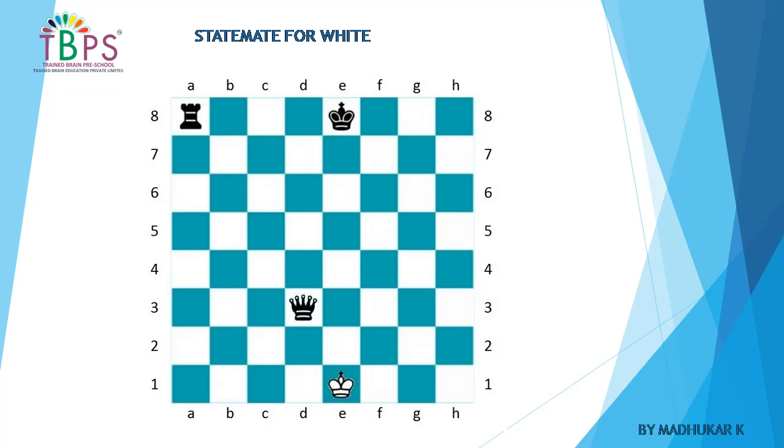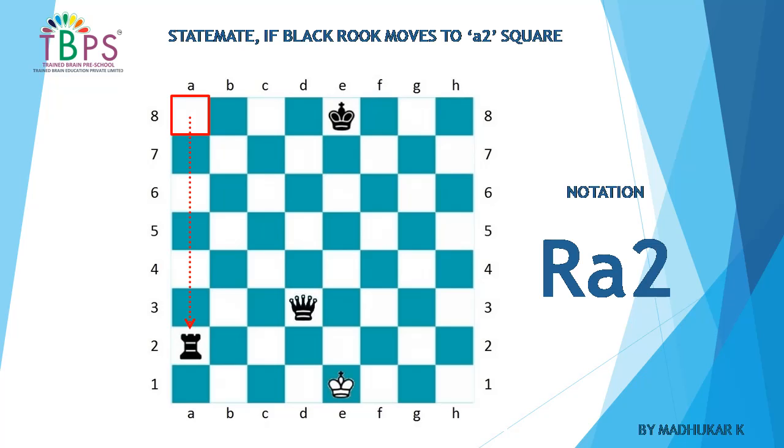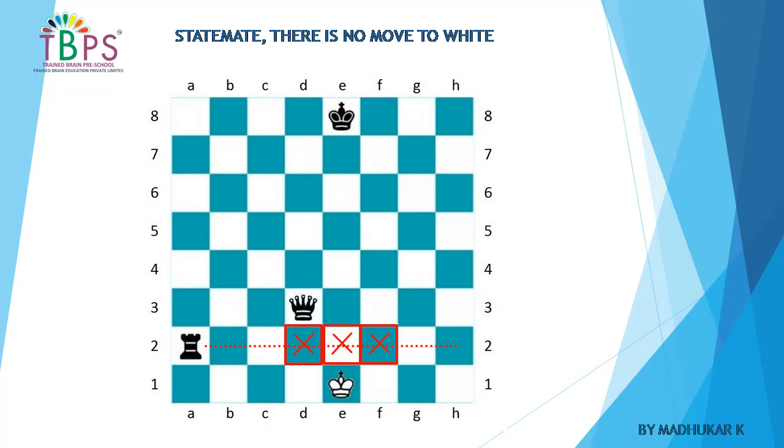Here the black rook from a8 square moves to a2 square. After black moves, white has to move their pieces. But white has no piece to move. The king also can't move to any square, as the rook is controlling the second rank and the queen is controlling the d1 and f1 squares.